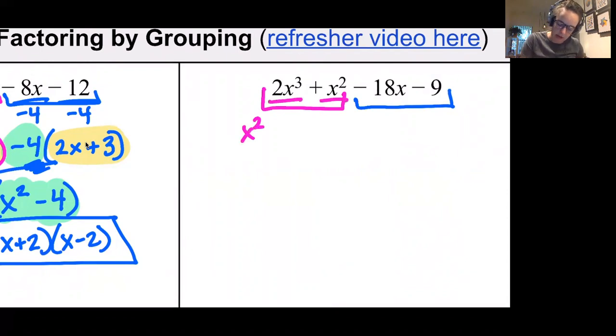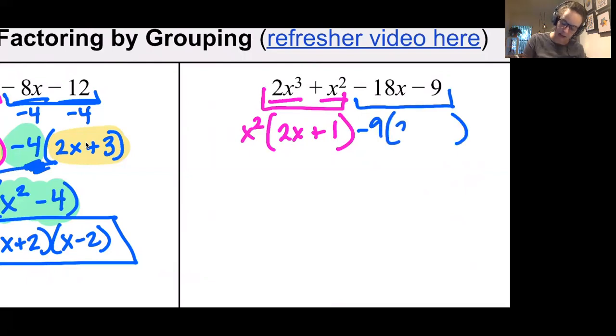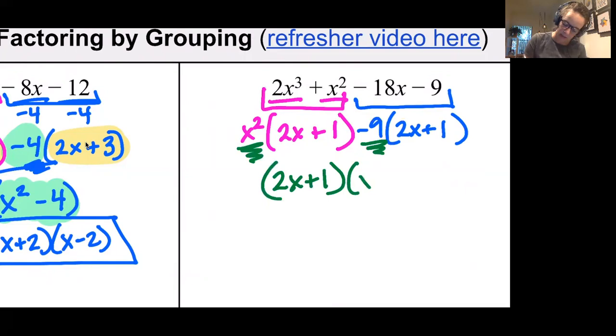So taking x squared out of each of these leaves me with 2x plus 1, right? Because x squared divided by x squared is just positive 1. And then out of 18 and 9, I can get 9, and I want to take out that negative. So taking out the negative, I again have 2x plus 1, which is good that those are the same. That means I can take it out of all 4 altogether. So I would have 2x plus 1 as the beginning, and then the x squared and the 9 would be what's left over, x squared minus 9.